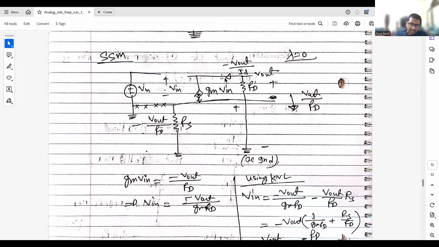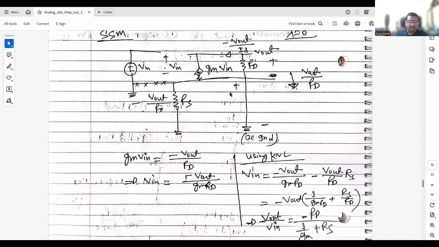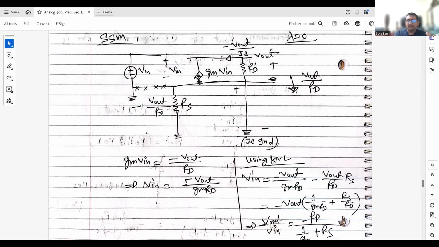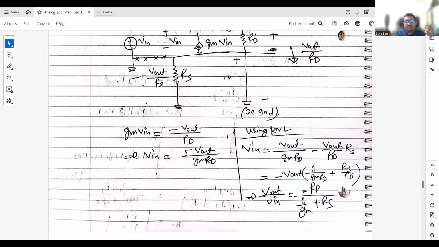You can see here it is minus V out by RT, the same current in the opposite direction. And as there is V in, now we need to find gm V in. Here, gm V in, this current, is equal to this current, minus V out by RD. The same current is flowing in this branch. So minus gm V in is equal to minus V out by RD, the same current. From here, we can find the V in value.